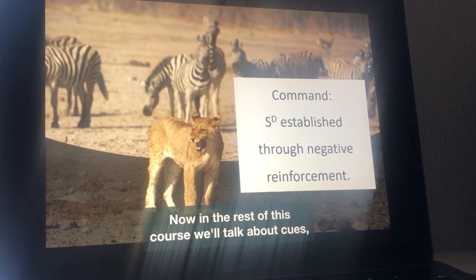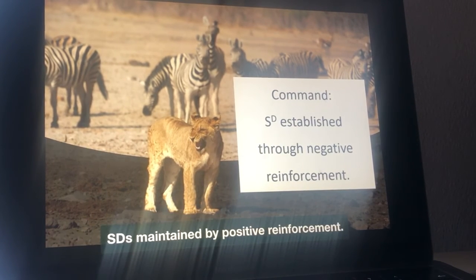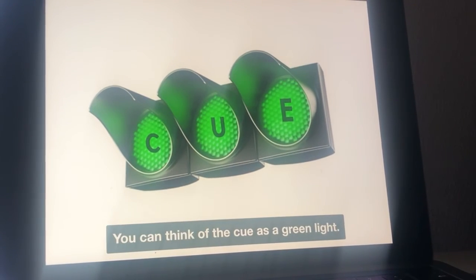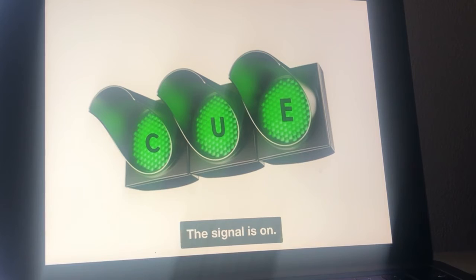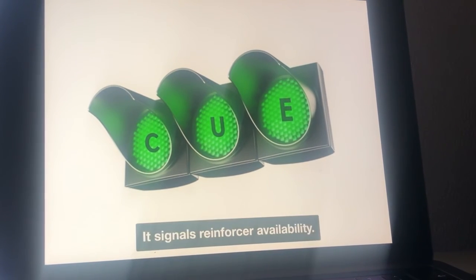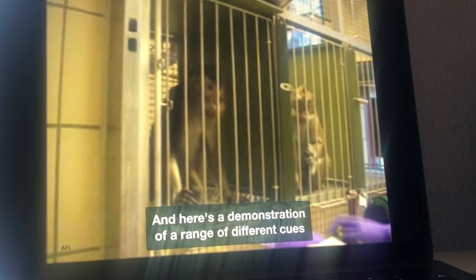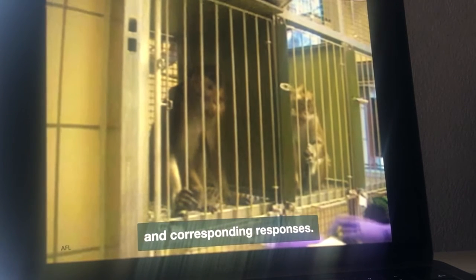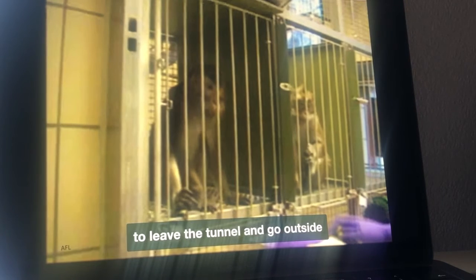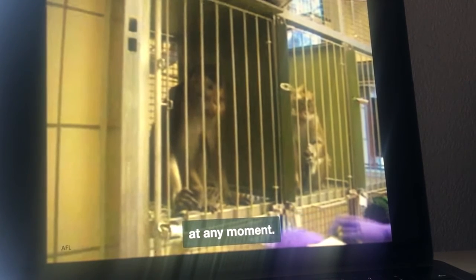Now, in the rest of this course, we'll talk about cues, SDs maintained by positive reinforcement. You can think of the cue as a green light. The signal is on. If you do the behavior, you'll get a reinforcer. It signals reinforcer availability. And here's a demonstration of a range of different cues and corresponding responses. The animals aren't confined but can choose to leave the tunnel and go outside at any moment.